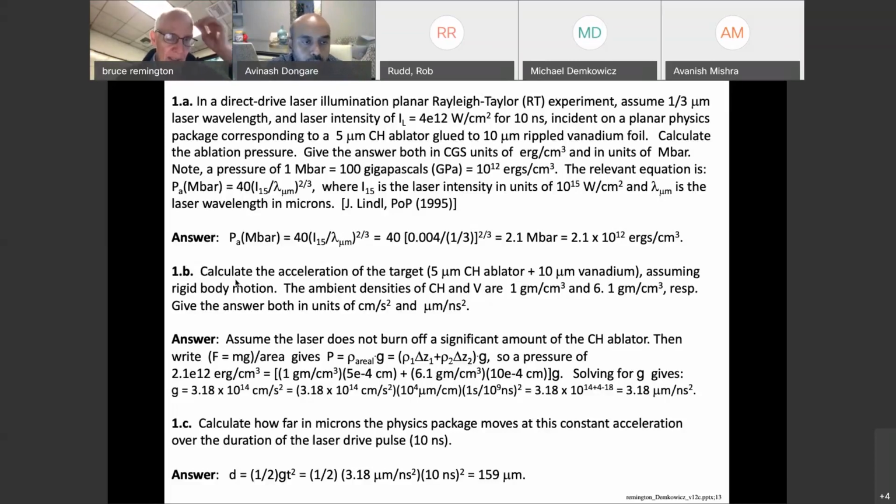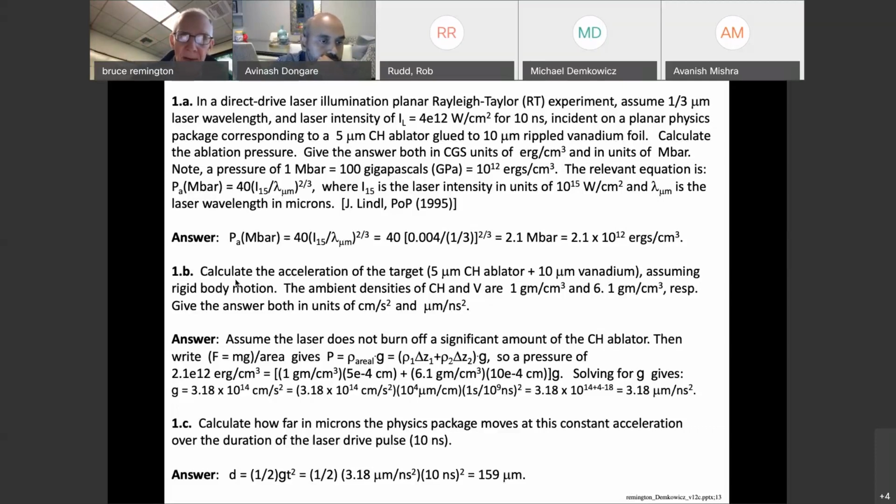Part C, 1C: calculate how far in microns the physics package moves at this constant acceleration over a laser pulse duration of 10 nanoseconds. So that's just distance is 1/2 g t squared, 1/2 times the acceleration, which is 3.18 microns per ns squared, times the time duration, 10 nanosecond quantity squared. So you can do this just visually, and it comes down to 159 microns.